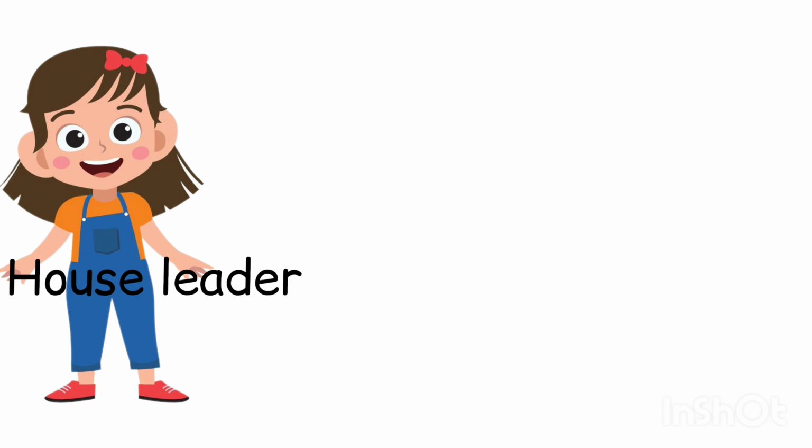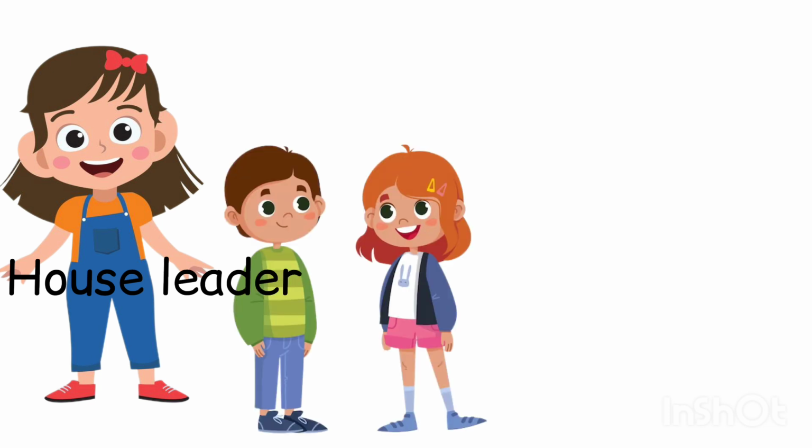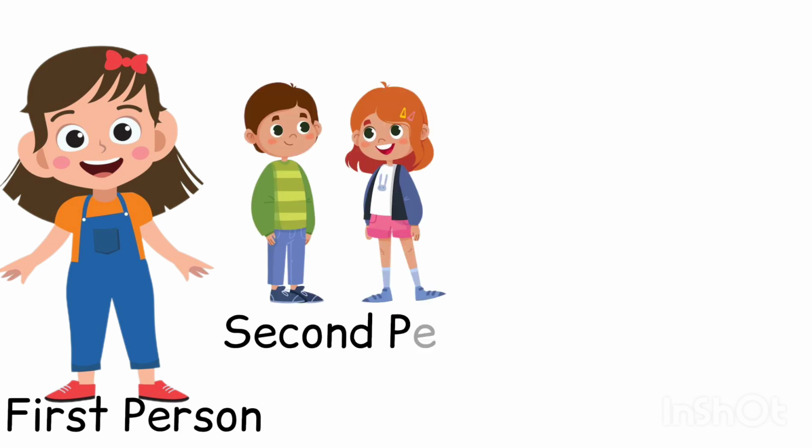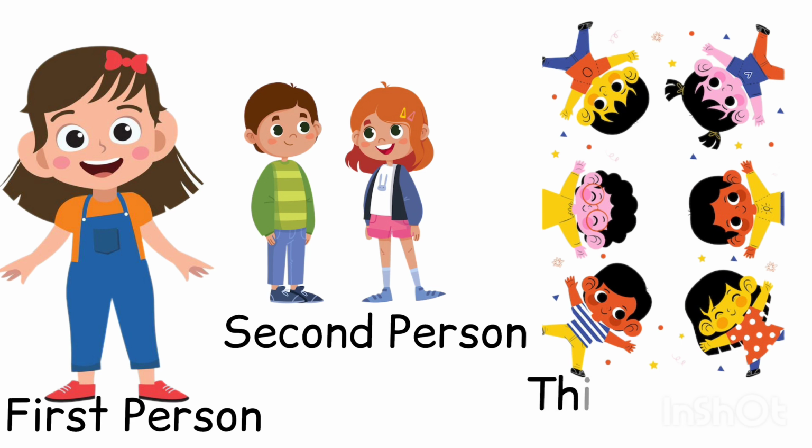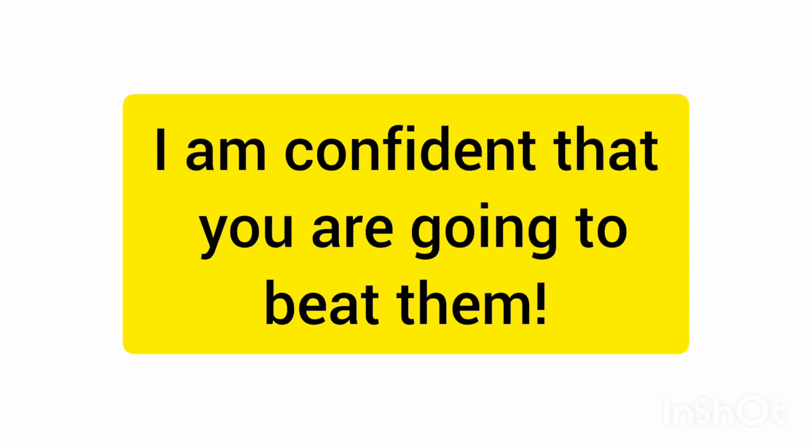Think of it this way. If a house leader is addressing her members right before the annual day, she refers to herself in the first person, refers to her members in the second person, and to the other house in the third person. As in, "I am confident that you are going to beat them."